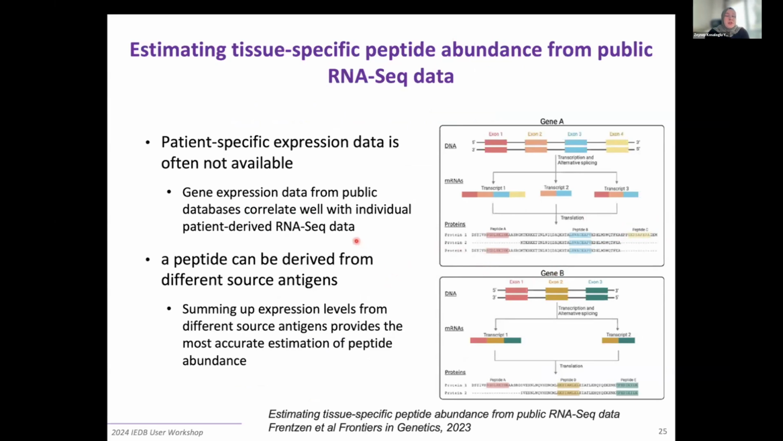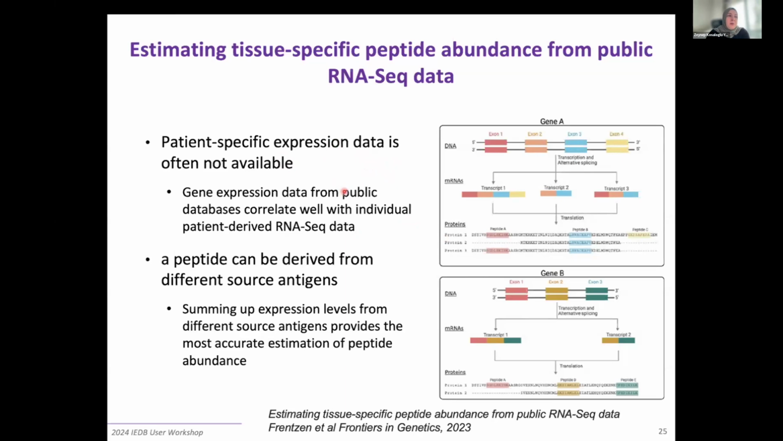So in another study, we wanted to formally investigate how these public databases can be used. We showed that the gene expression from these public databases correlates very well with the individual RNA sequencing data. Of course, there are specific differences for each patient, but overall, there is a really good correlation between the expression data. So we derive from that that the public databases can be used if the patient-specific data is not available.